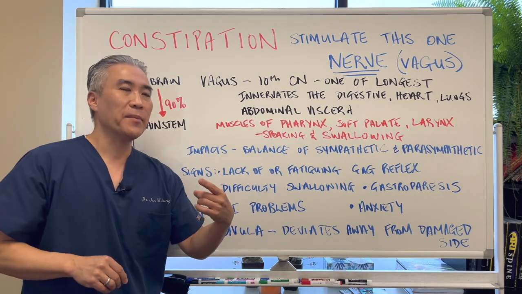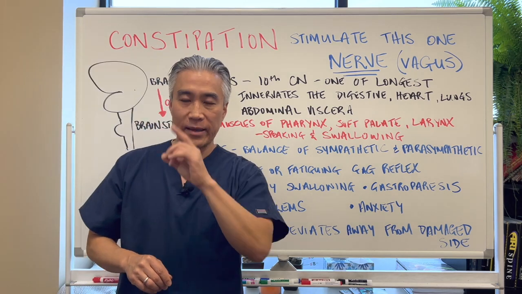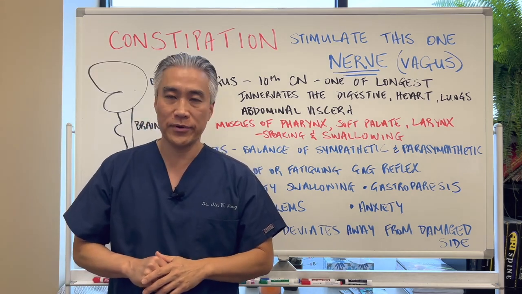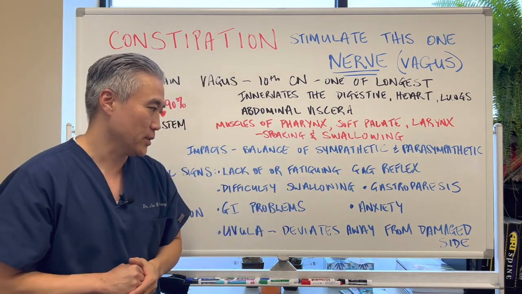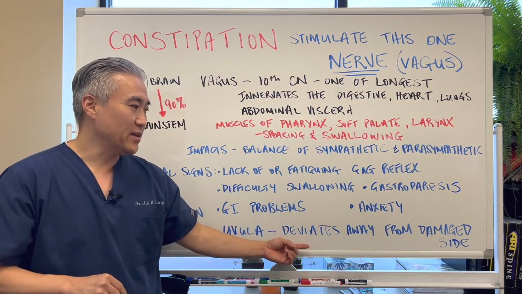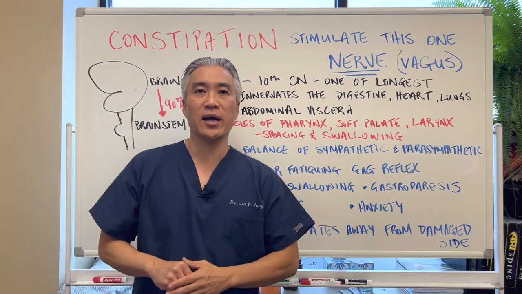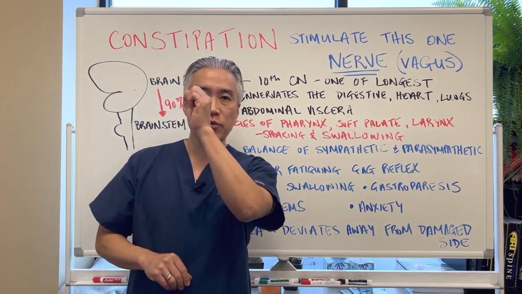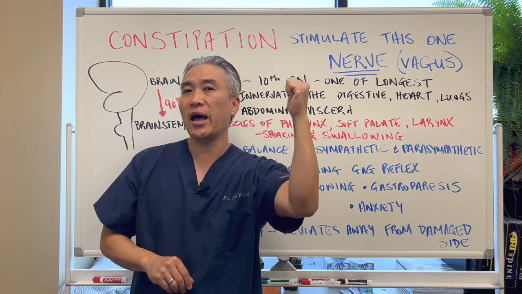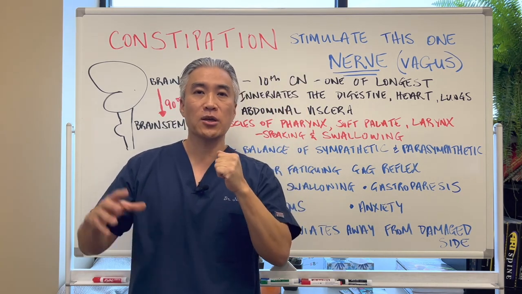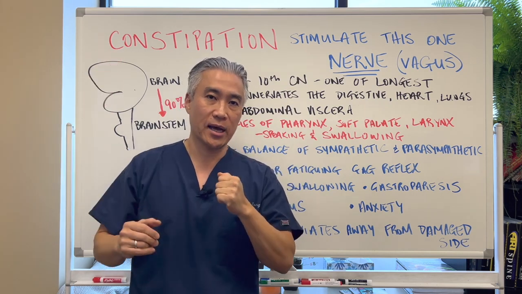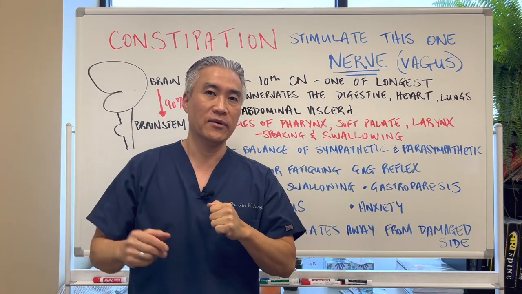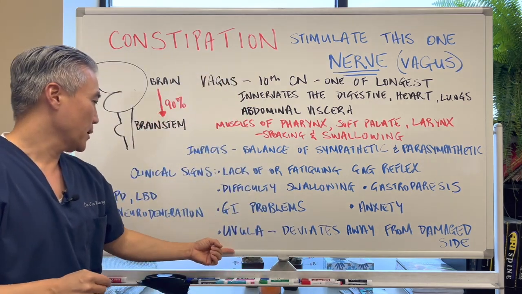Uvula. So when you open your mouth, there's this little thing hanging down right in the middle of your throat. Okay, that is called the uvula. And it will deviate away from the damaged side. So if you see the uvula and it shifts to my left, it's shifting away from the damaged side, right? The weak vagus nerve.